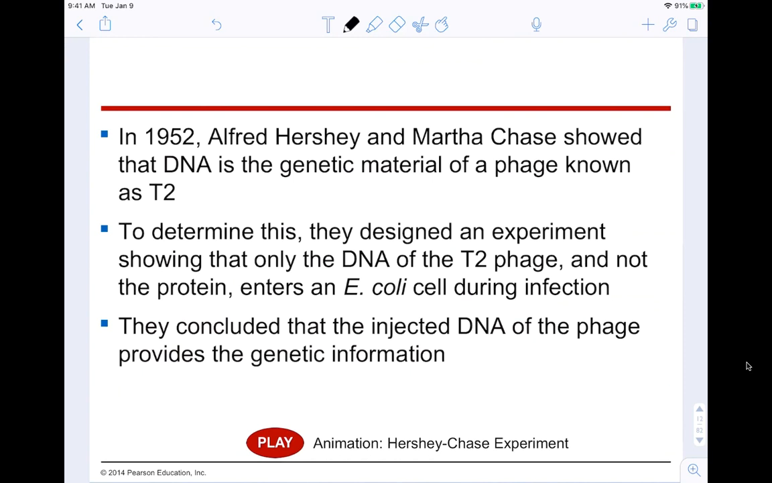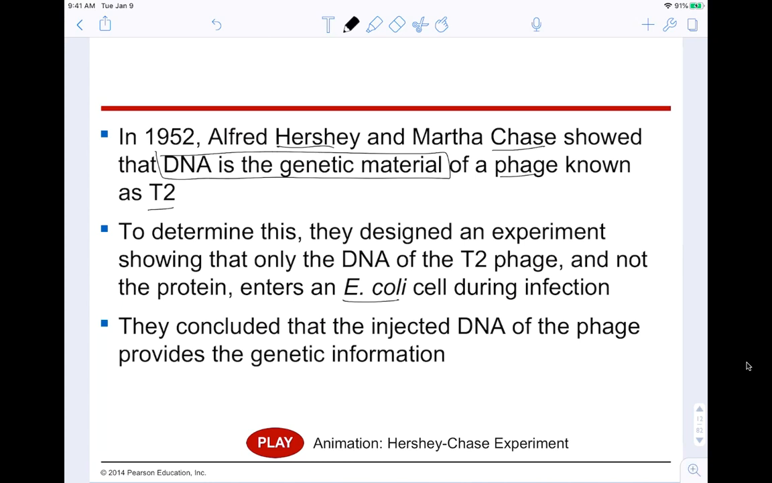So Hershey and Chase showed that DNA is the genetic material of a phage known as T2. That's just the name of the virus that they're working with. Remember, a phage is short for bacteriophage, which is just a virus that infects bacteria. So Hershey and Chase's experiment was kind of like the irrefutable one. Everyone else had led to this discovery, but then they settled it. To determine this, they designed an experiment showing that only the DNA of a T2 phage and not the protein enters an E. coli cell during infection.